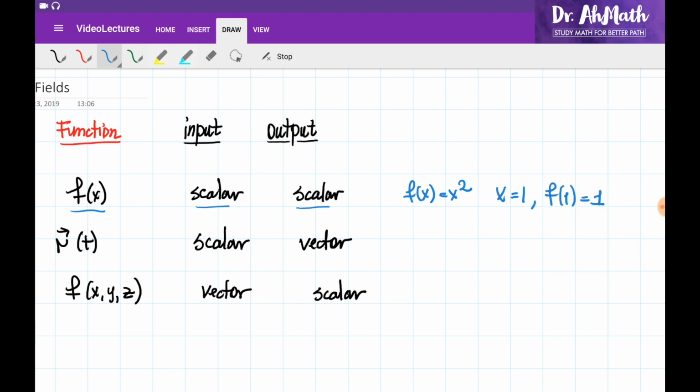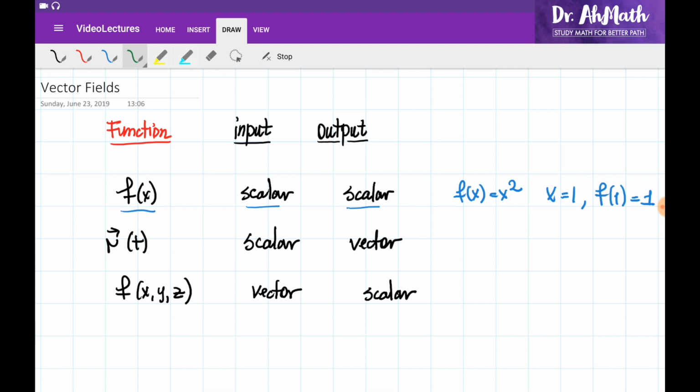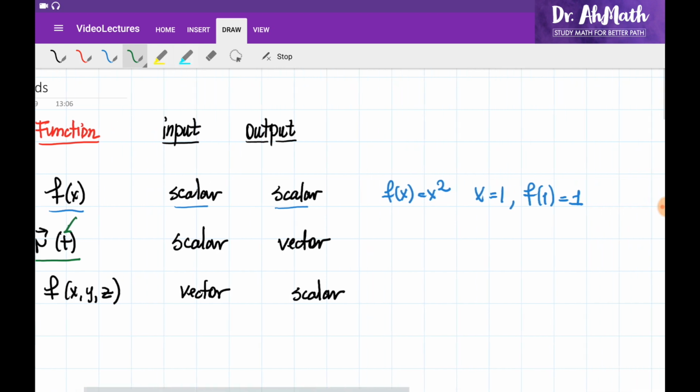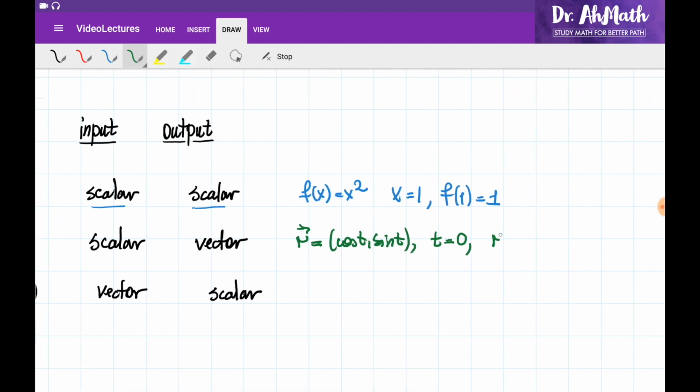to 1. Then later on, we've seen the vector functions, which are given in this form, where the input t is a scalar and the output would be a vector. For example, if r of t is given as the vector cosine of t, sine of t, and if I put some input t equal to 0 as a scalar, the output would be r of 0, which is cosine of 0 and sine of 0, which is 1 and 0. So the output would be a vector.